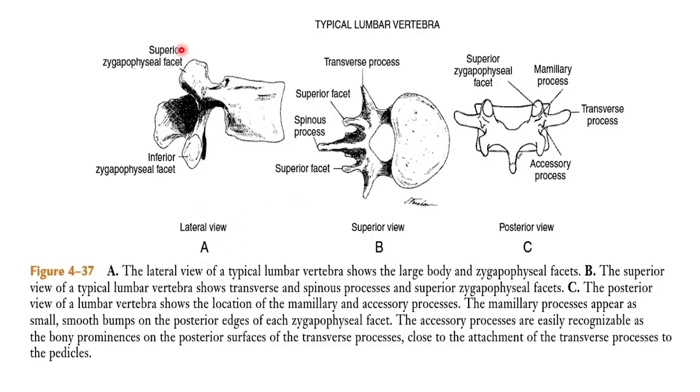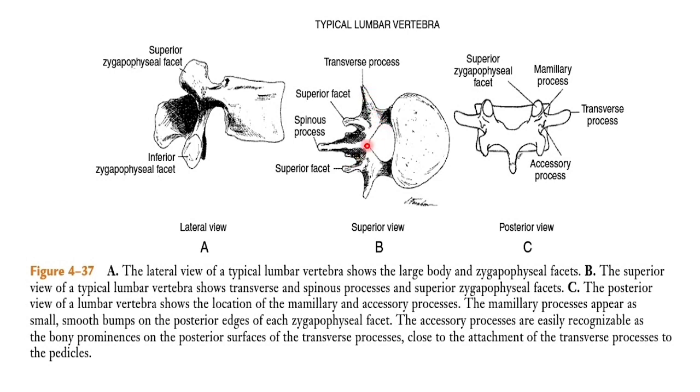So this is the superior articular facet and this is the inferior articular facet. The superior articular facet will be facing posteriorly and medially, and the inferior articular facet will be facing anteriorly and laterally. Both the superior and inferior facets will be vertical in alignment, and the superior facet will be concave in shape and the inferior facet will be convex in shape.